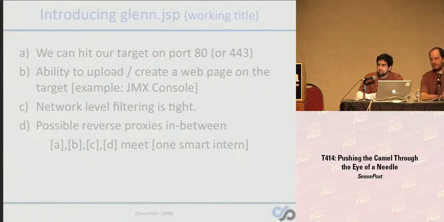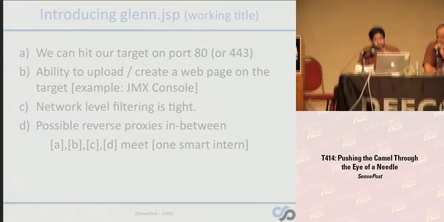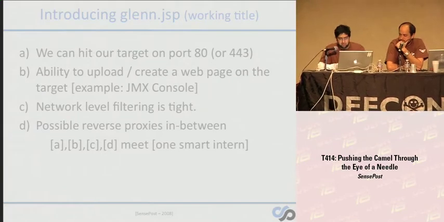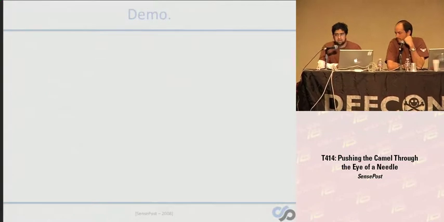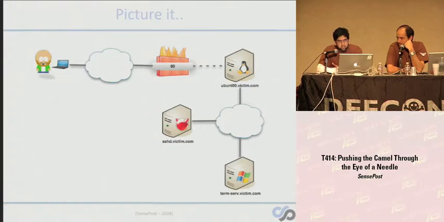So network filtering is tight. We can't make outbound connections. We can't make other inbound connections. There's possible proxies in between, so we need to talk good HTTP to our target. We can't get Netcat to just bind in front and give us a shell. So all of these problems met one really smart intern at SensePost, and what we ended up with is something that's currently called Reduh.